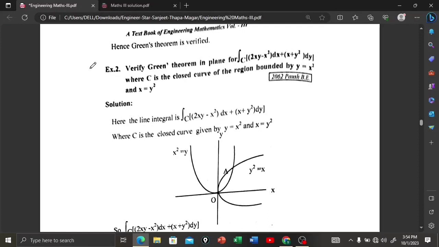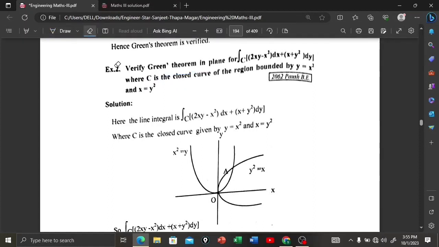The second question of Green's theorem is: verify Green's theorem in plane for the integral of (2xy minus x square) dx plus (x plus y square) dy, where C is the closed curve of the region bounded by y equals x square and x equals y square. This question was asked in 2062 Poush Bachelor of Engineering.